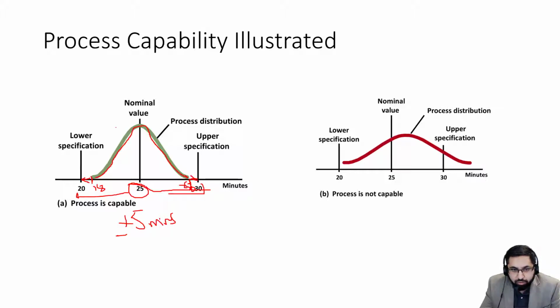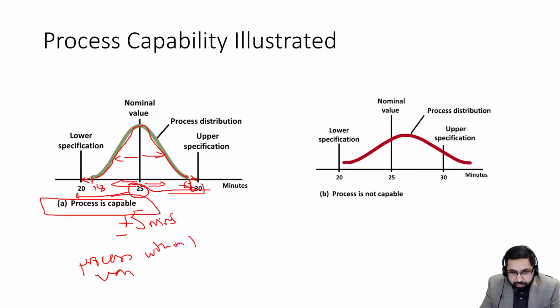Okay, so this process is said to be capable because the process variation, which causes the output to be above or below 25 minutes, is not large enough. So the process variation is within the tolerance.